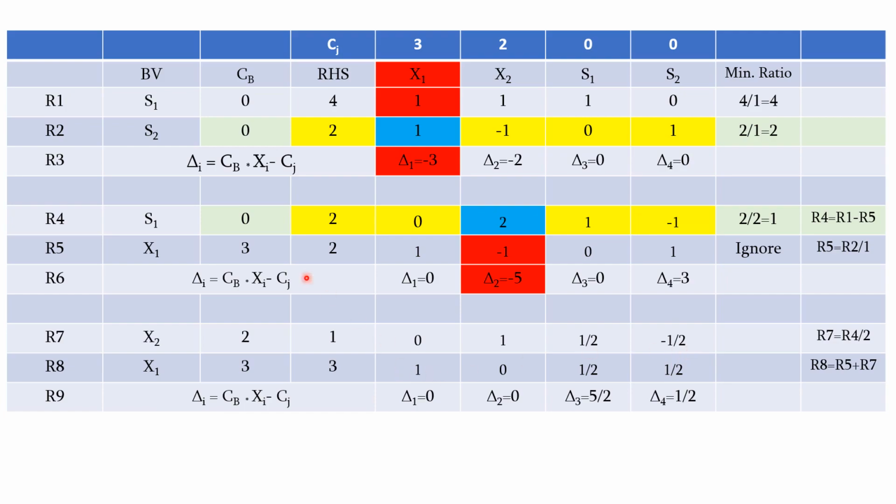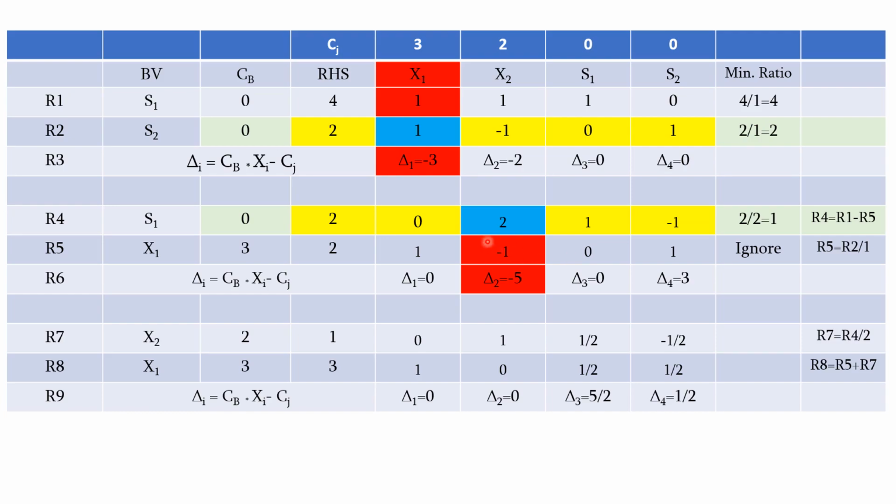So the updated value of R4 is in R7. R7 is equal to R4 by 2. So we have done the row operation for R4. Next we have to do the row operation for R5. I have to make this minus 1 as 0.